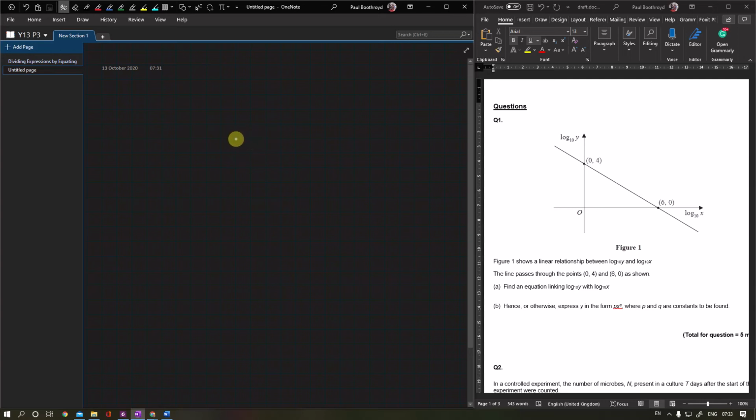Okay, this is just a quick work through of various questions, basically to do with the modelling of exponents and using it for non-linear data. So we've got a function here which we've plotted the graph with the logs. So we know that there is a linear relationship between the log of y and the log of x. The line passes through points (0, 4) and (6, 0).